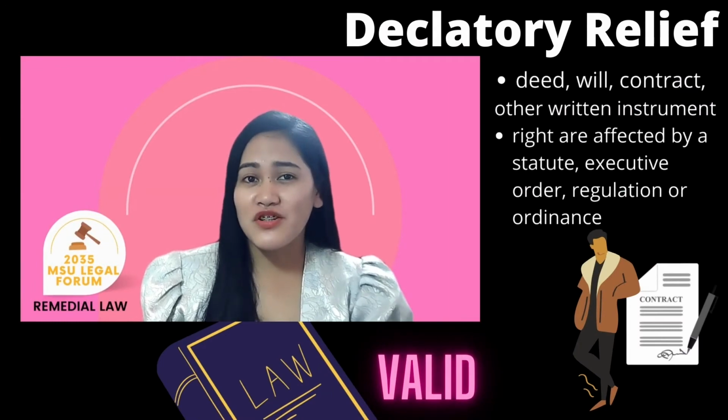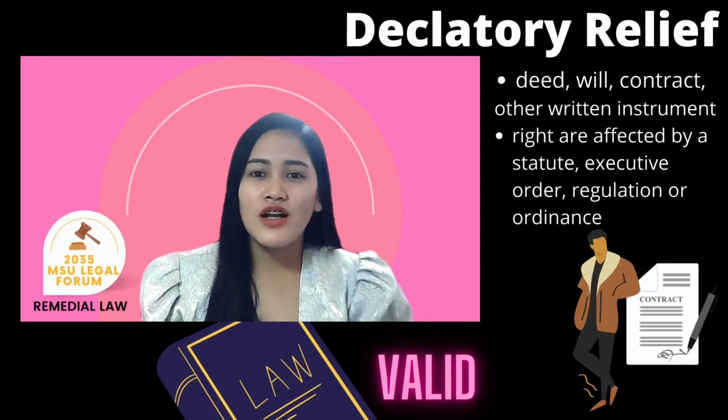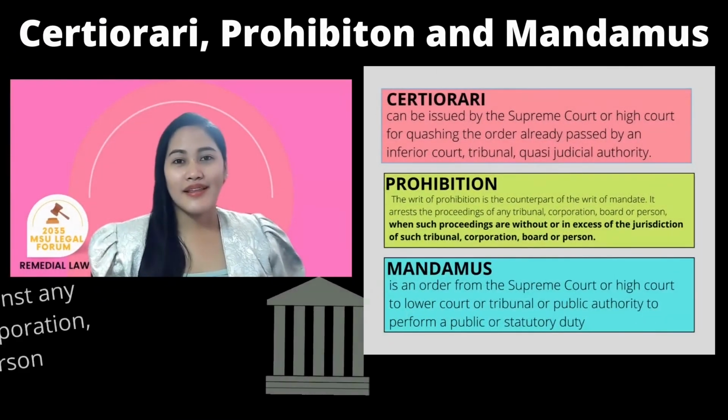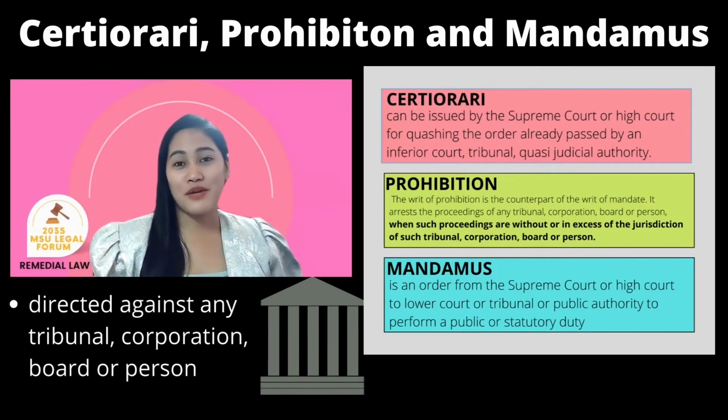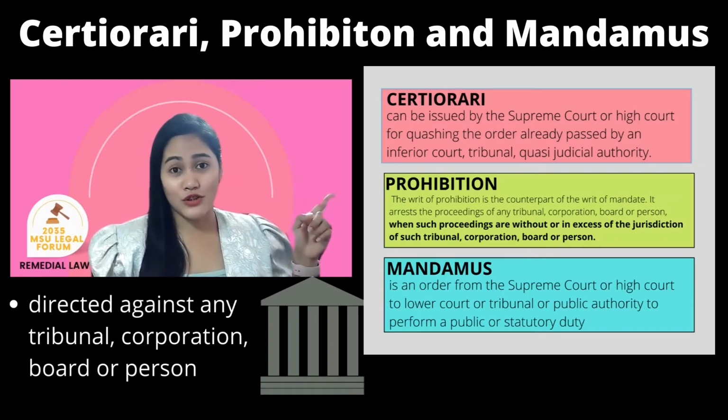Declaratory relief. It is also a special civil action instituted by any person interested under a deed, will, contract, or any written instrument or whose rights are affected by a statute, executive order, regulation, or ordinance before breach or violation. Certiorari, prohibition, and mandamus. These are special civil actions directed against any tribunal, board, or officer exercising judicial functions. Shown on your screen are the differences of the three.